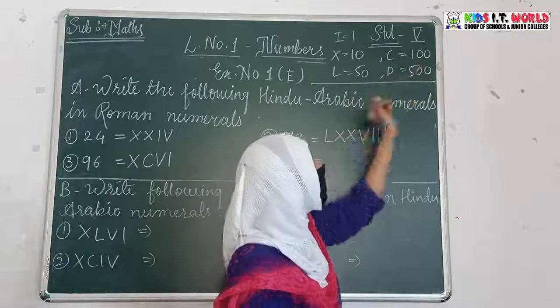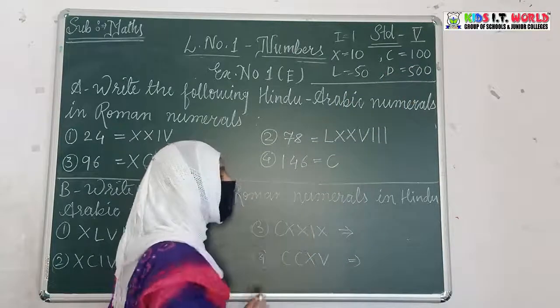Last one, it is 100. We know C stands for the 100. So we will write C. What is remaining now? 46.